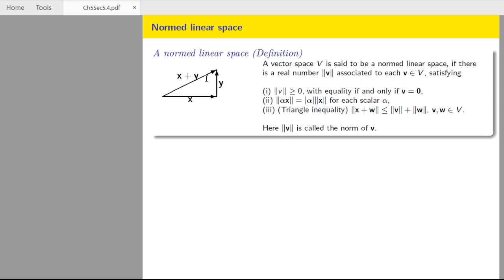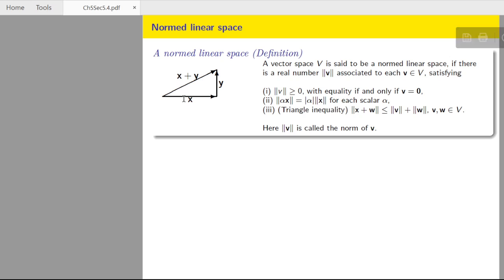This is similar in Rn. In this case, look at the arrow. It goes from this point to here, and then y starts from the end point to z. Then x plus y precisely goes from the starting point of x to the end point of y. So that's a geometric version for the three vectors x, y, and x plus y.